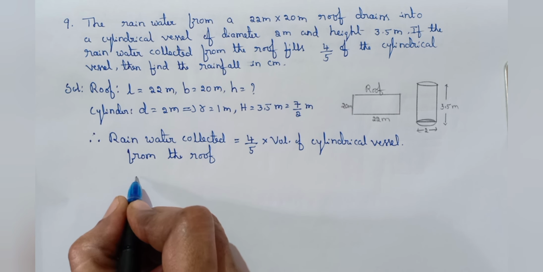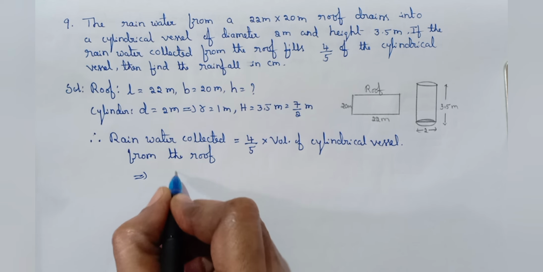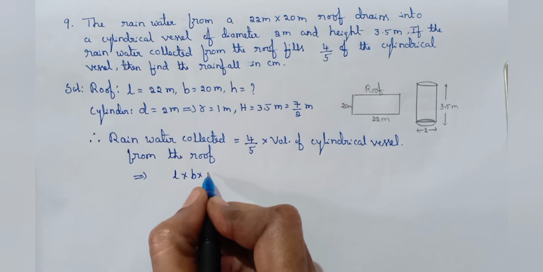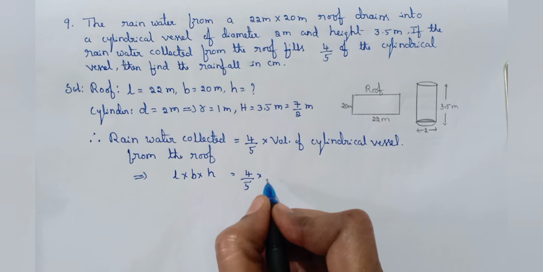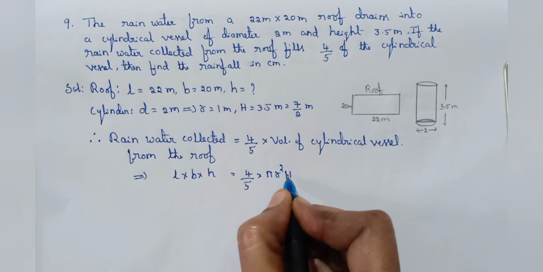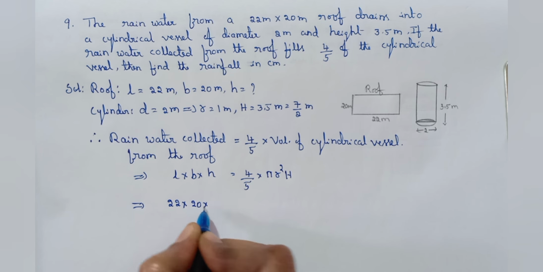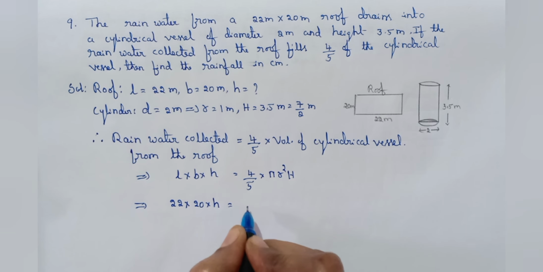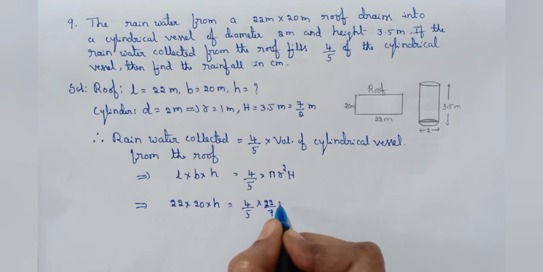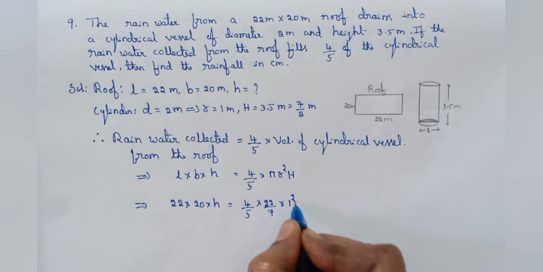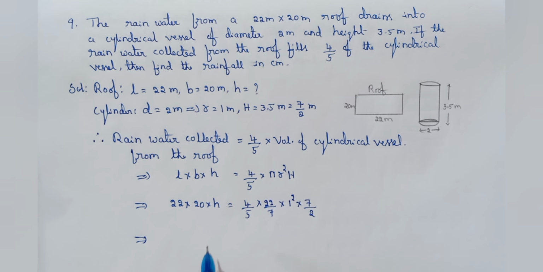So the rainwater collected in the roof is nothing but the cuboid. So the volume of the cuboid is L into B into H. 4 by 5. The volume of the cylindrical vessel is pi r square H. So L is 22. The breadth is 20. H we have to find out, 4 by 5 into pi value is 22 by 7. Then radius is 1 square and the H is 7 by 2. Next, take the cross multiplication.